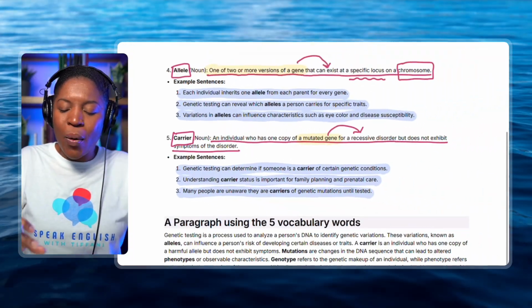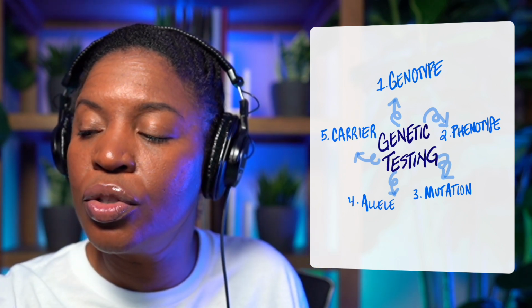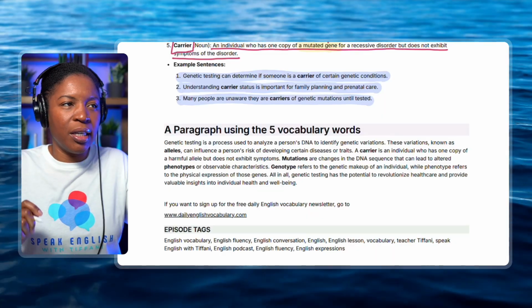Great job. All right, so we have these 5 terms, again, speaking about genetic testing. Again, giving you the opportunity to speak English fluently and competently about this topic. But I want us to listen to a paragraph using each of these terms: genotype, phenotype, mutation, allele, and carrier. What would a paragraph sound like using each of these terms? I want you to listen closely.